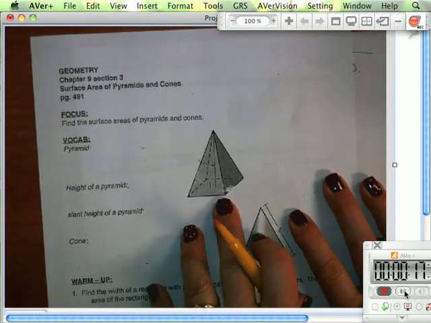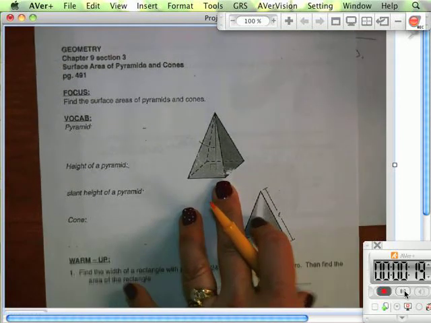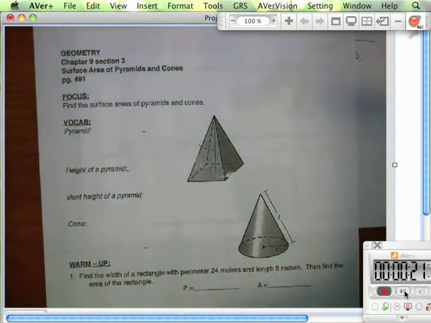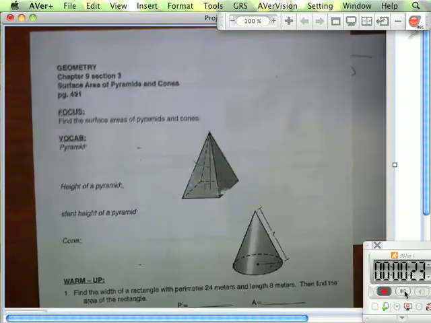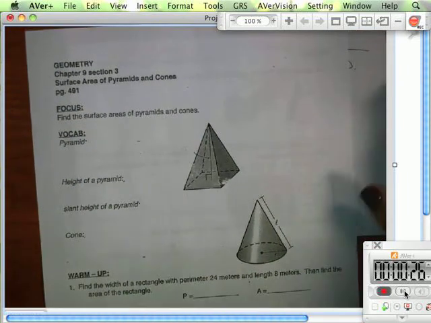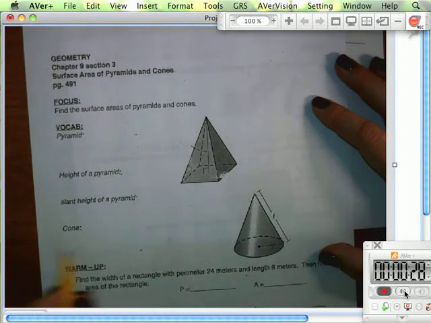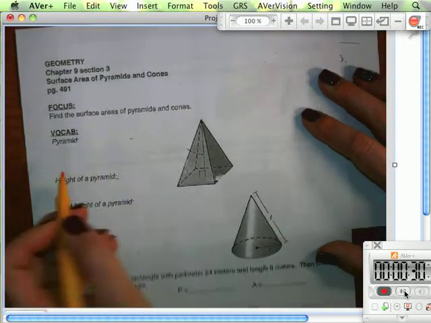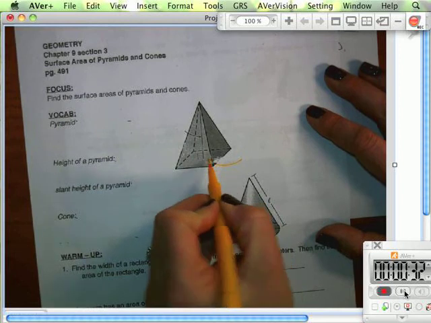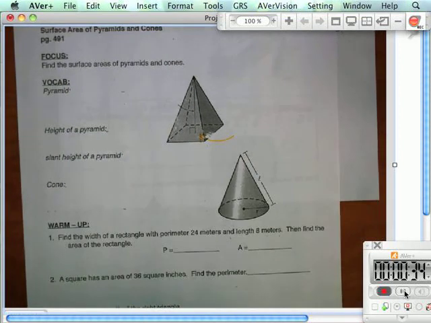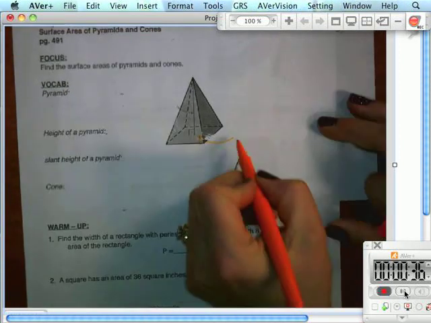Pyramid. You all know what a pyramid looks like. Think of Egypt. So we're going to label some of these parts because you need to know the terminology. Someone's been playing with my shapes. So up here, the base of a pyramid, the base is always a polygon.